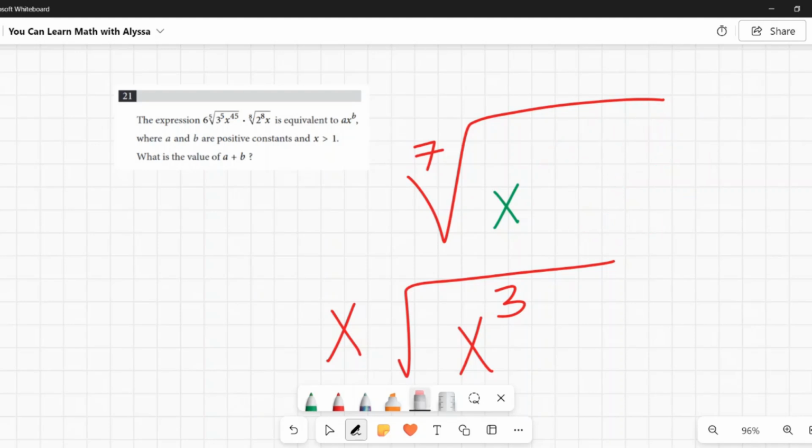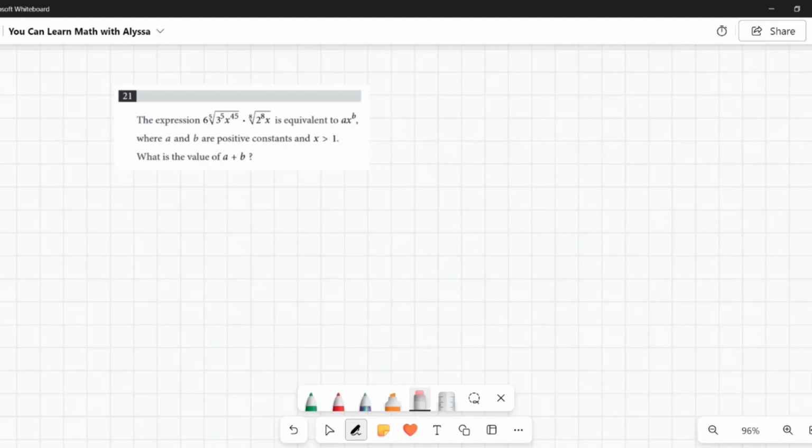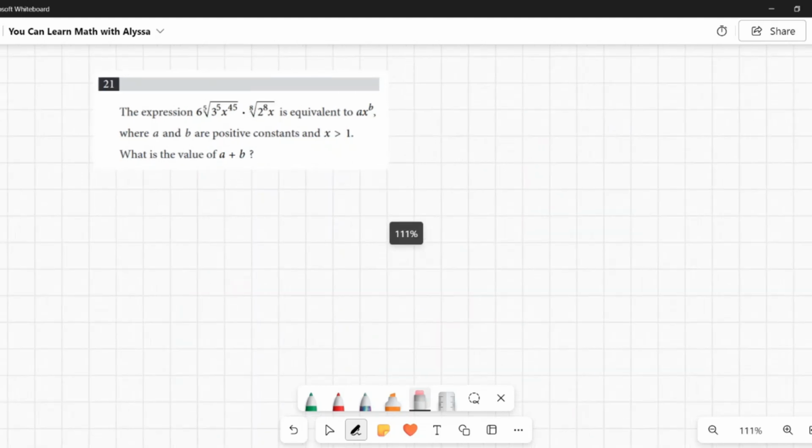So let's try another one. Like if we said this was x to the power of 35, 7 goes into 35 5 times. So x to the 5th comes out and nothing is left behind. There's no remainder, so nothing is left under the root. Okay, so all of those principles are all coming together into this problem.